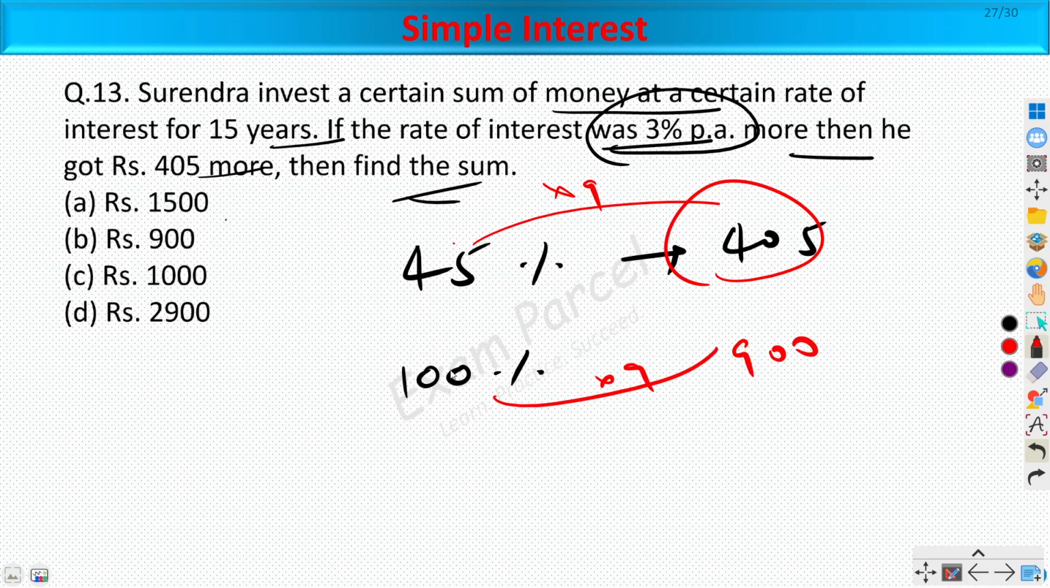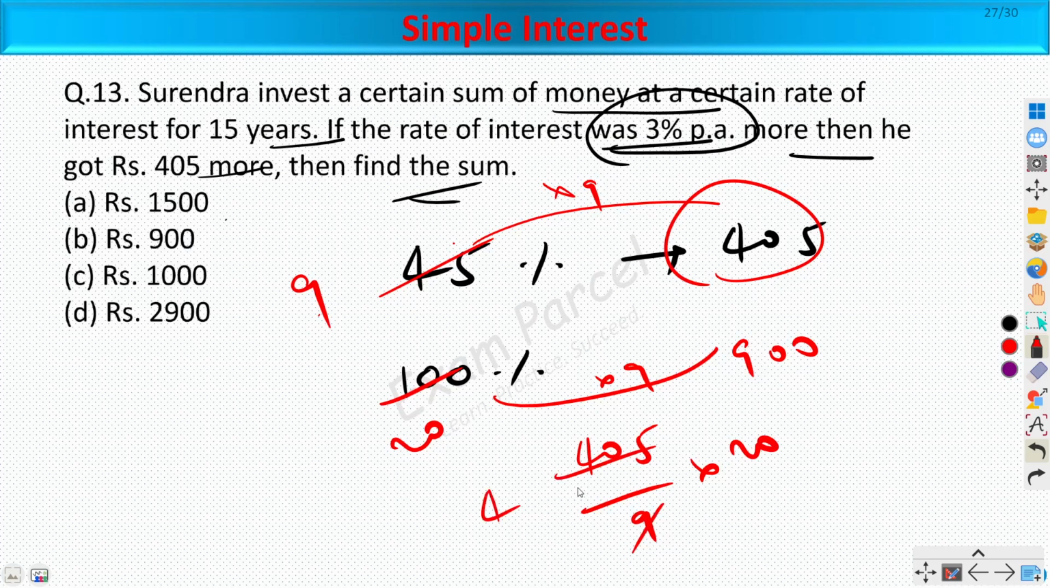Or what you can do is you can take the ratio of these two. So 45 to 100 is 9 to 20. So 9 units value is given as 405. So 20 units: 405 by 9 into 20. You can cancel this out, 4 times and 5 times. So 45 into 20, 900. So either way we got the answer as 900. One of the easiest questions you will find.